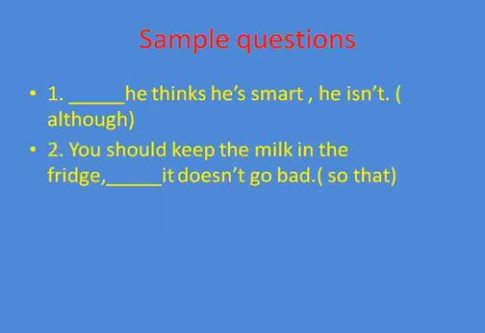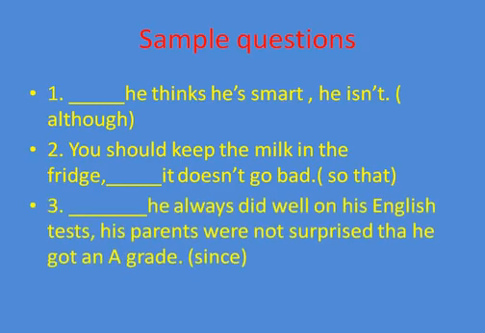Look at one more sample question. The second question: you should keep the milk in the fridge, blank, it doesn't go bad. So here we are talking about the reason. To convey the reason, we can use the conjunction 'so that'. You should keep the milk in the fridge so that it doesn't go bad.